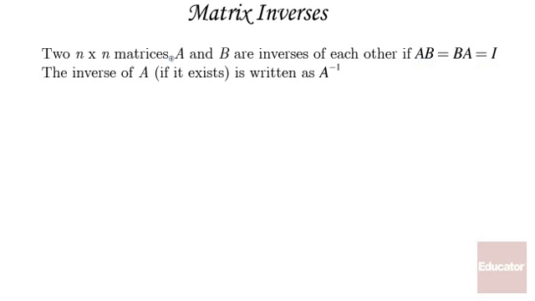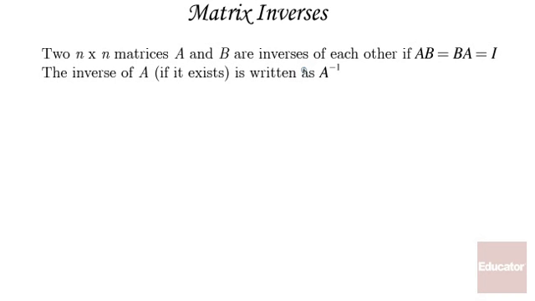So if A and B, the product of A and B turns out to be the identity matrix, then those two matrices are inverses of each other. And the inverse of A, if it exists, and we're going to talk about that in a few minutes, that it may not always exist and why, is written as A inverse. We pronounce this A inverse. Okay.